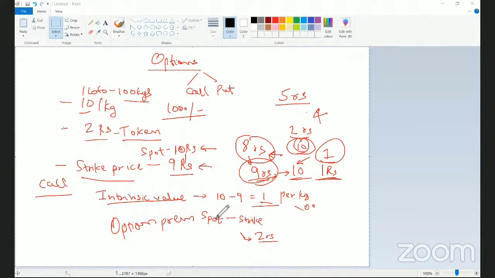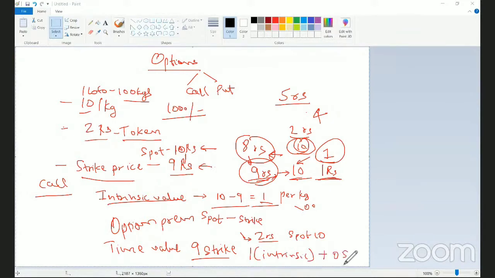But here comes the catch. The option is not only trading at an intrinsic value, it's also trading at a time value. Which means that if you are entering into a strike price of 9 rupees, and the spot price is 10, you are not going to pay only 1 rupee, which is an intrinsic value. You are also going to pay 0.5 or something, which is known as a time value. The time value depends on the number of days till expiry. So if there are 30 days to expiry, the time value is 0.5. If there are 10 days to expiry, the time value is 0.3. If there is 1 day to expiry, the time value is 0.1.